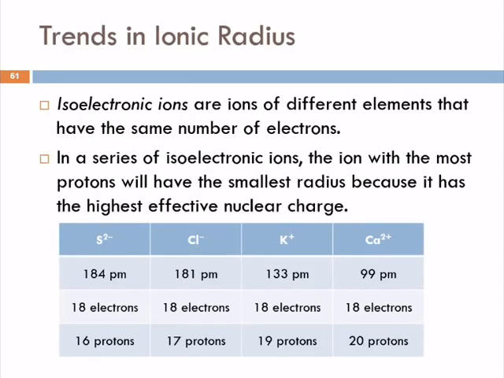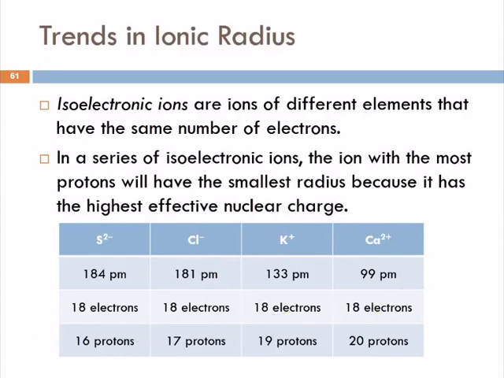The word isoelectronic, iso is a prefix that means the same. So this means same electrons. You can have several ions that have the same number of electrons. They're not the same element because the number of protons is different. So here's an example. Sulfide ion, chloride ion, potassium ion, and calcium ion. They all have 18 electrons, but they have different numbers of protons.